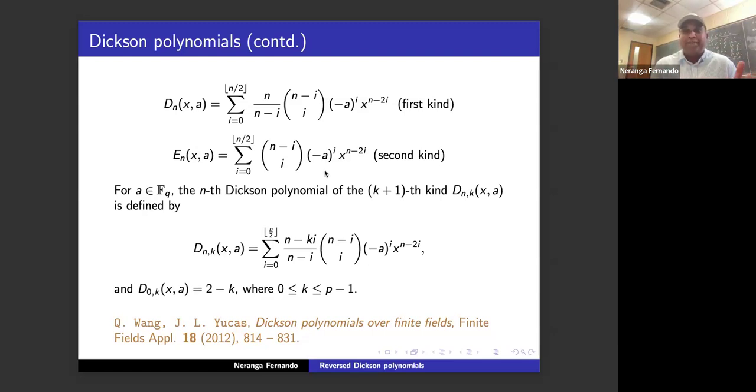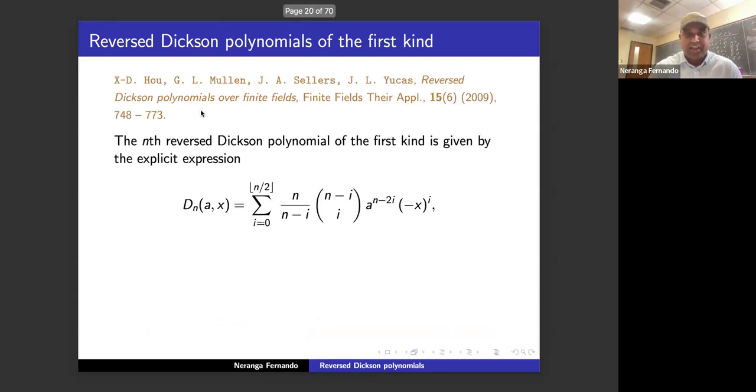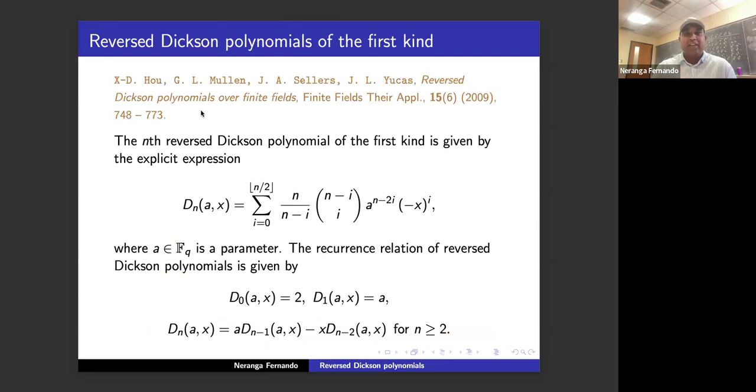So my title says reverse Dickson. Something has been reversed, so what has been reversed? We have the Dickson polynomials, and here we have the variable and the parameter. Let's interchange the role of the parameter and the variable. This was done by Xiang-dong Hou, Gary Mullen, James Sellers and Joseph Yucas. They introduced reverse Dickson polynomials in 2009 by switching the roles of the variable and the parameter. So you take the explicit expression and you switch a and x. And again, we have a nice recurrence relation.